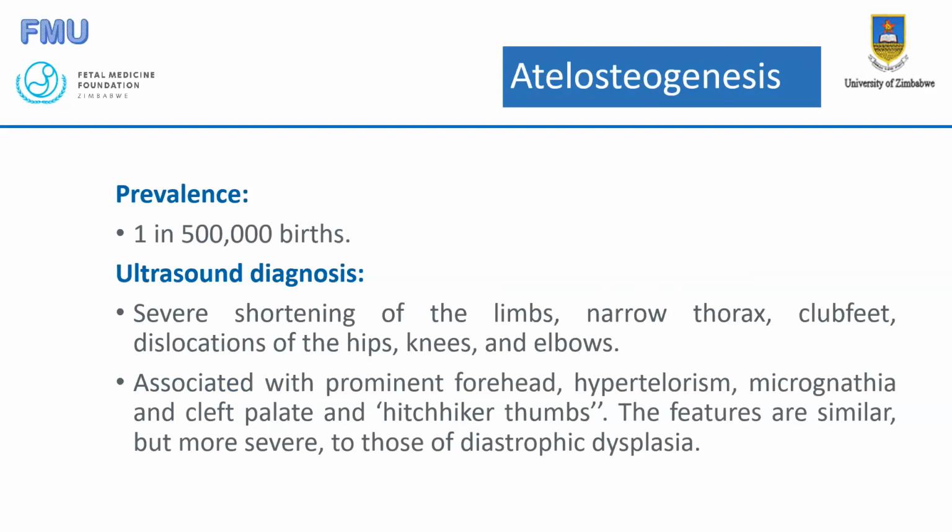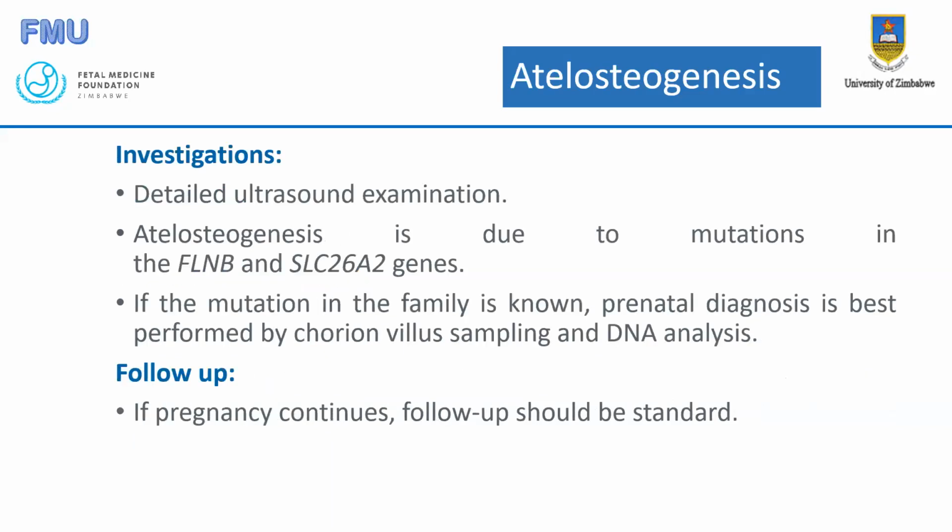There's severe shortening of the limbs, narrow thorax, club foot, dislocation of the hips, knees, and elbows. There is association with prominent head, forehead, hypertelorism, micrognathia, cleft palate, hitchhiker thumb. You know the hitchhiker when you are trying to stop a lift, hitchhiker thumb. The features are similar but more severe to those of diastrophic dysplasia. Detailed ultrasound scan examination is needed.